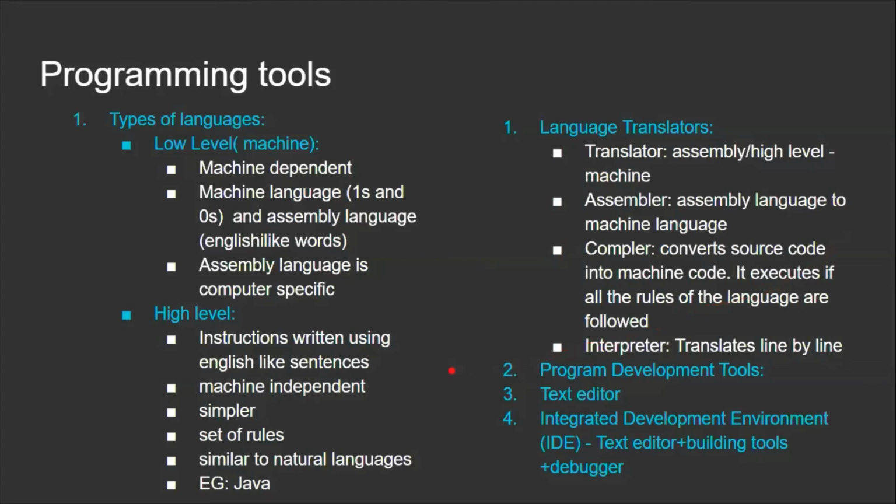Whereas there's another type of translator called an interpreter, used in Python. It translates line by line. So the difference between a compiler and an interpreter is that the compiler executes all the lines of code at once, while the interpreter executes the code line by line. That's the key difference.